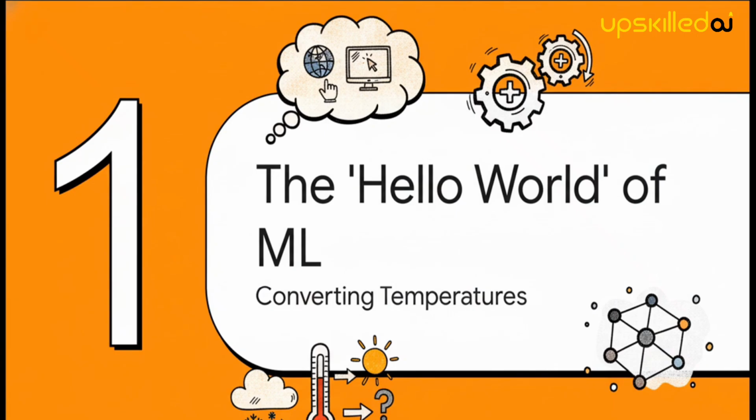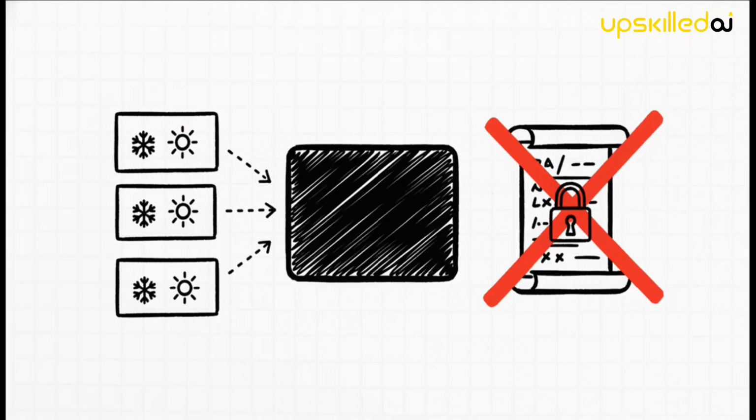We're going to start with the absolute classic hello world of machine learning, teaching a machine to convert temperatures. But there's a big catch. Here's the challenge we're setting up. The model will never see the famous conversion formula. Nope. All it gets is data, just pairs of numbers. You know, we tell it, hey, 0 degrees Celsius is 32 Fahrenheit, and 10 Celsius is 50 Fahrenheit, and so on. Its only job is to stare at those numbers and find the hidden connection.